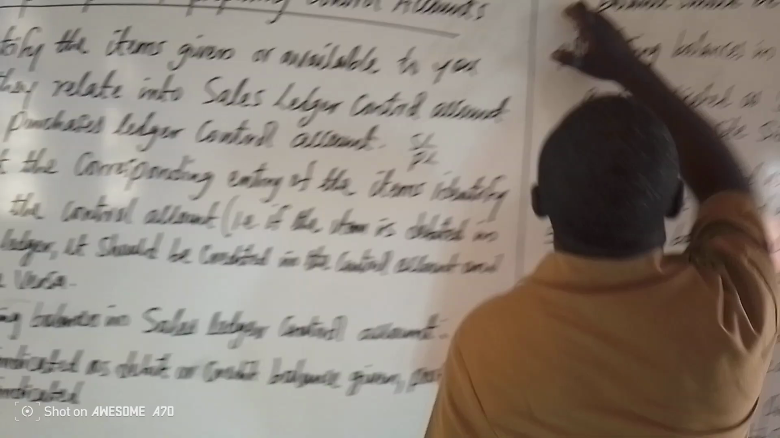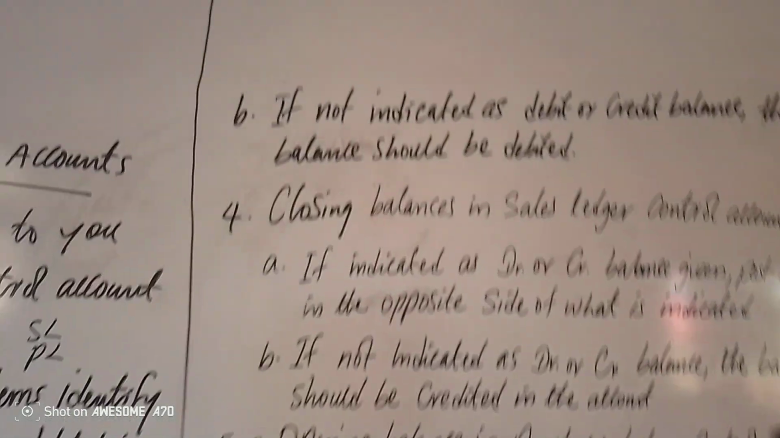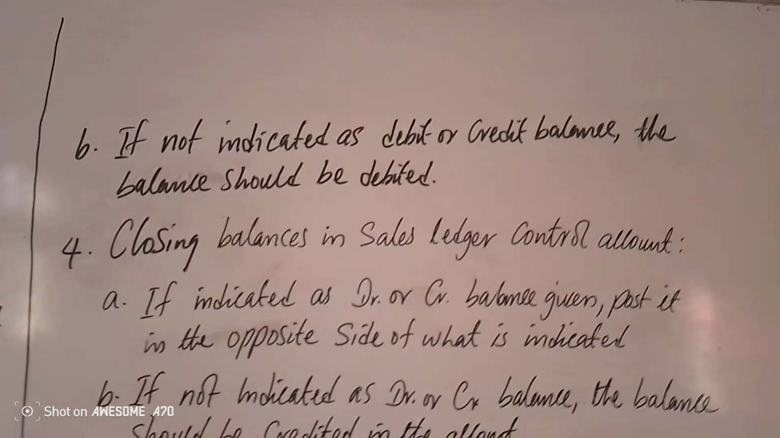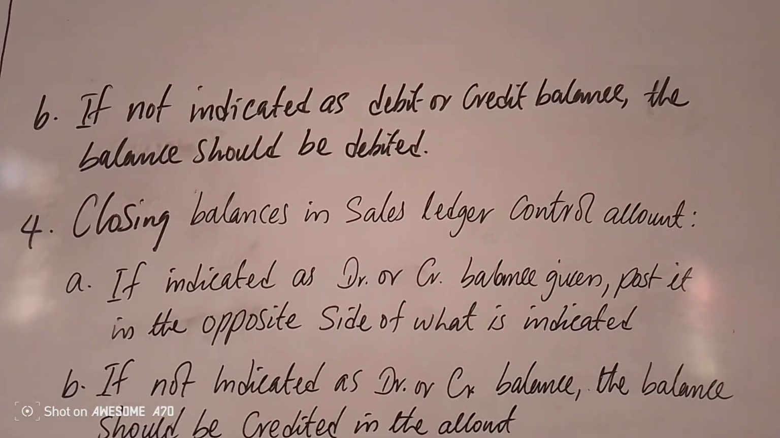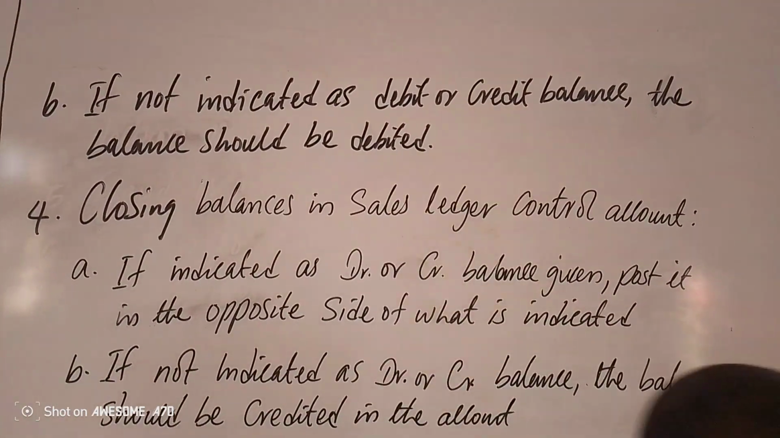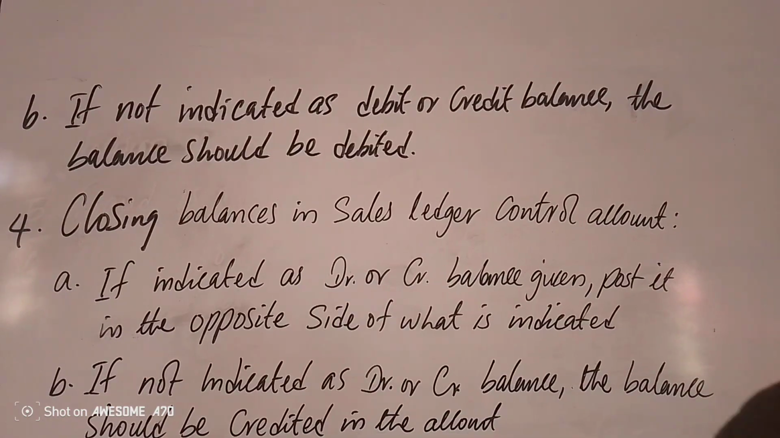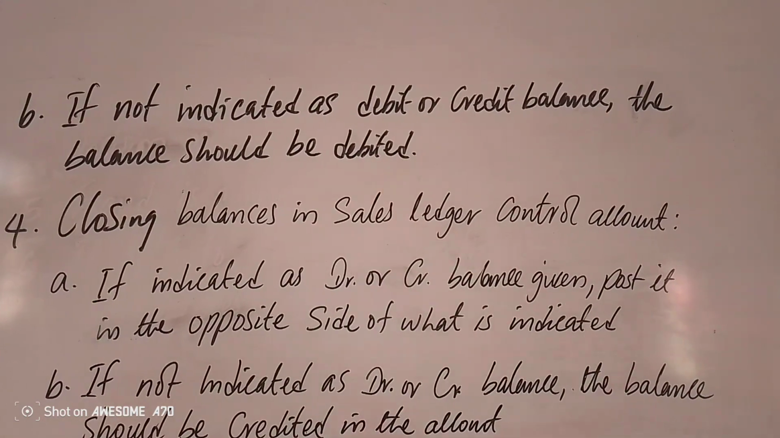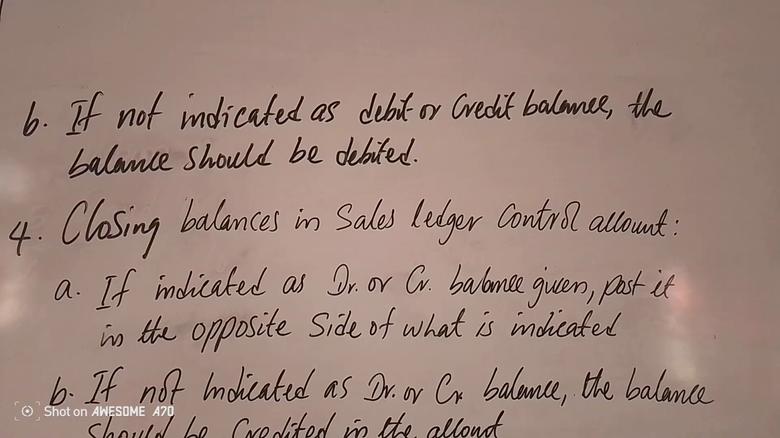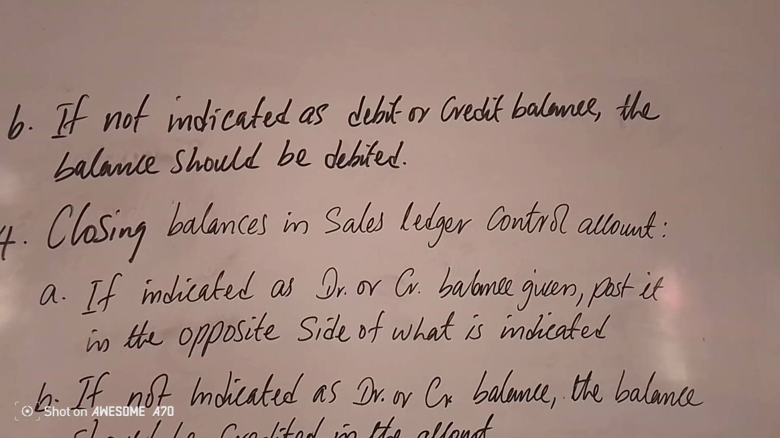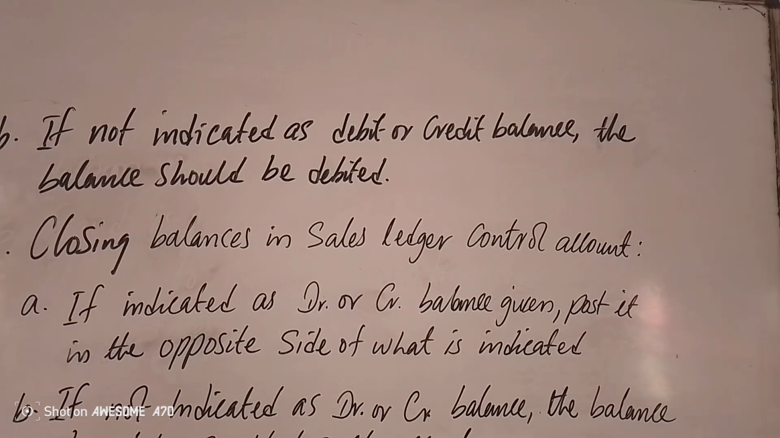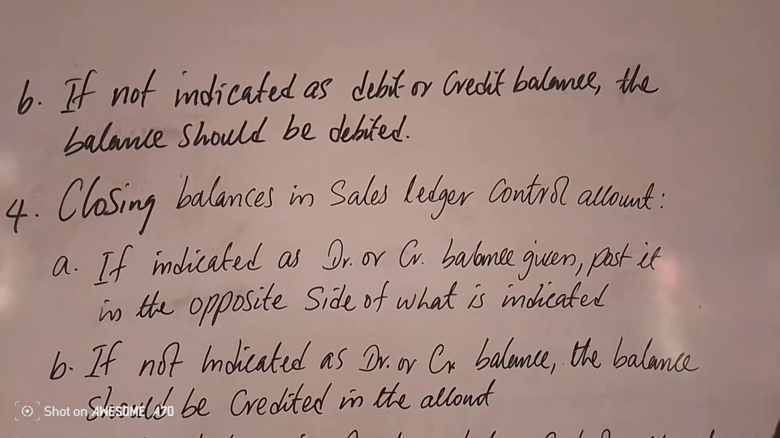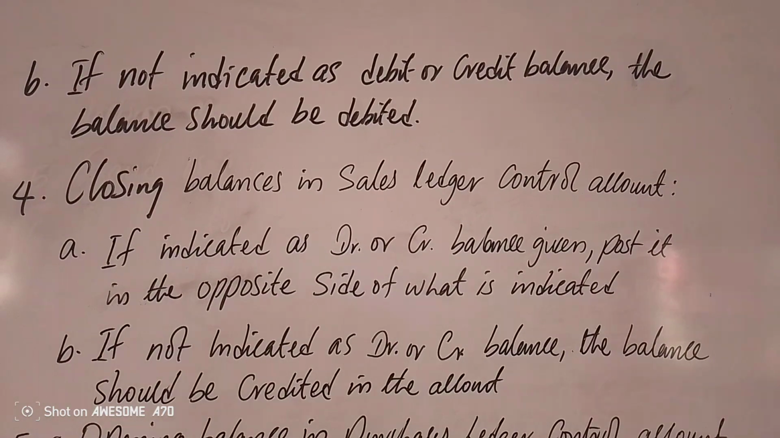So let's look at the B aspect, where we say that if not indicated, debit or credit balance, the balance should be debited. Here we are saying that the balance will not be indicated at all. Nobody or the examiner will tell you whether it is a credit balance or a debit balance. The balance will be given just like that. In that case, they will give a single balance, for example, sales ledger balance 10,000. It is not indicated whether it was a debit balance or a credit balance.